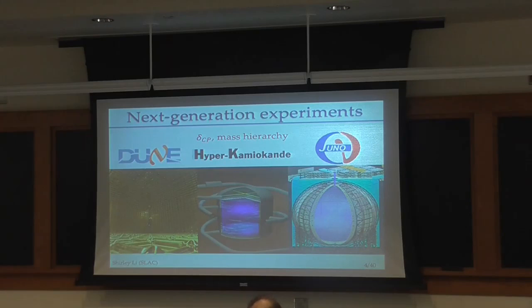Okay, so across the globe, there are several next generation experiments: DUNE in the US, Hyper-K in Japan, and JUNO in China. They are all going after delta CP and mass hierarchy. Now, because I'm in the US, I'm funded by DOE, so the rest of my talk will focus on DUNE.